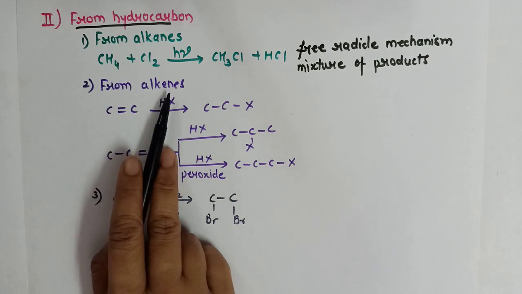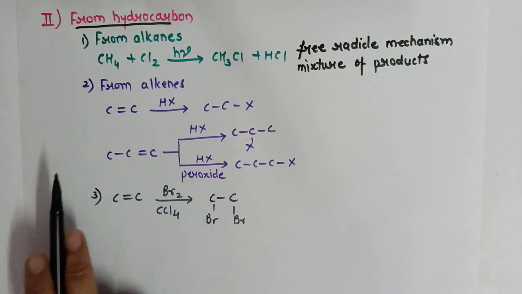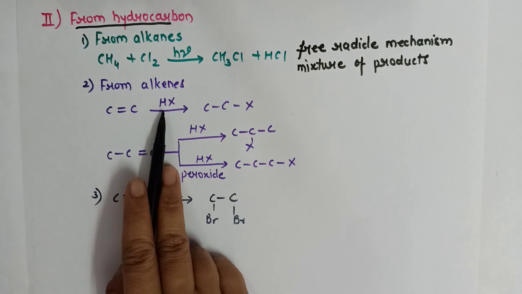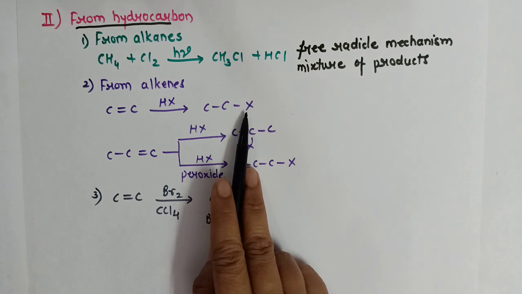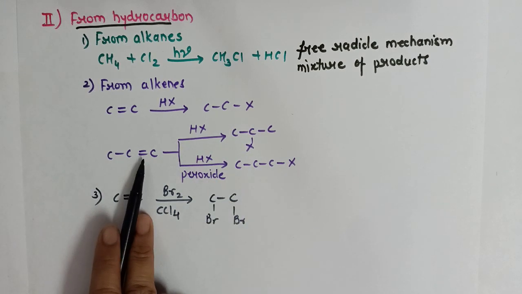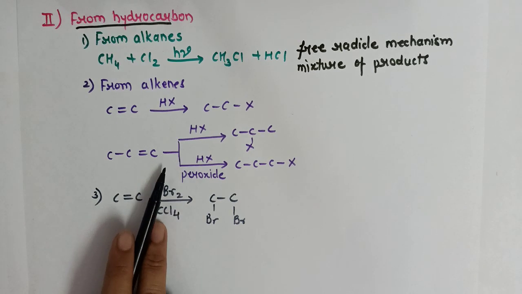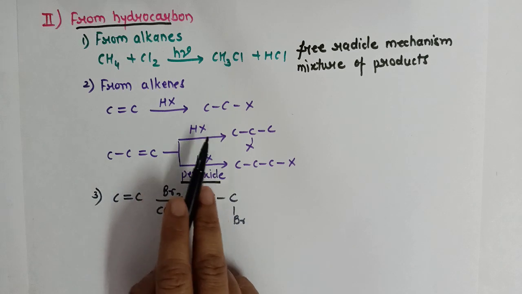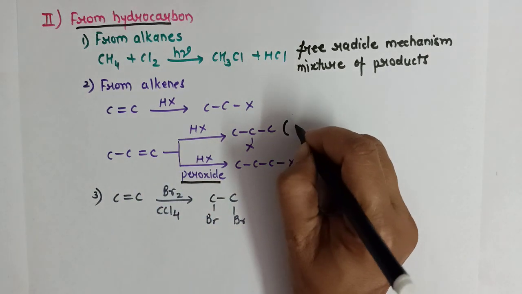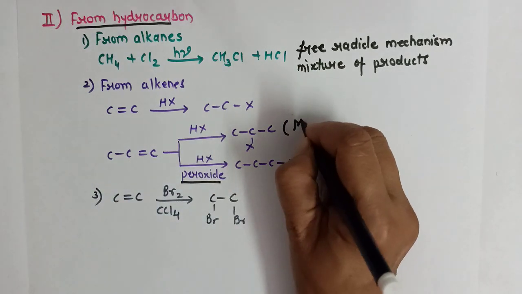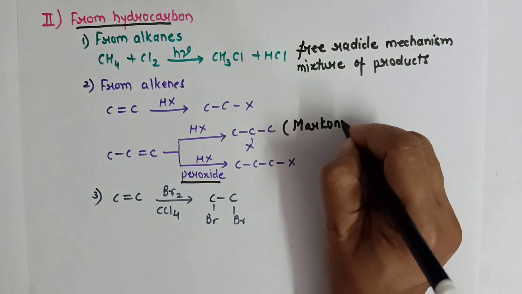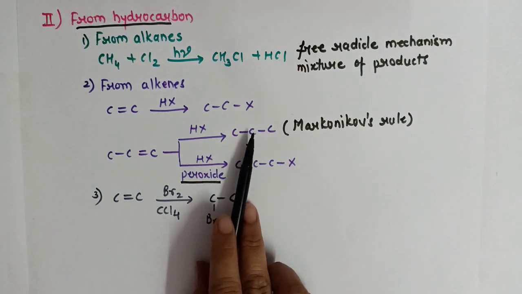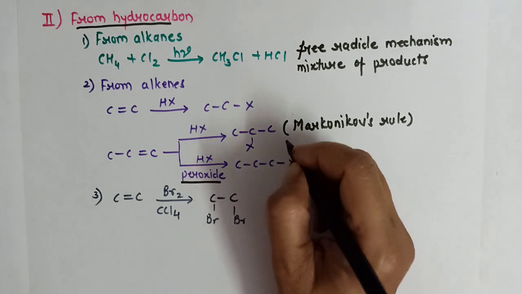Now when we are discussing the preparation of haloalkanes by using alkenes, there are three different ways. Any symmetrical alkene when treated with hydrogen halide will straight away give haloalkane. But when an unsymmetrical alkene is treated with hydrogen halide, there are two conditions, either in presence of peroxide or in absence of peroxide. In absence of peroxide, we know that the reaction takes place according to Markovnikov's rule, and we get 2 degree haloalkane as a major product.